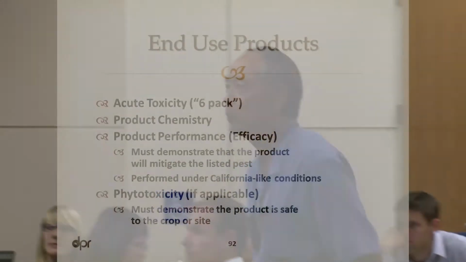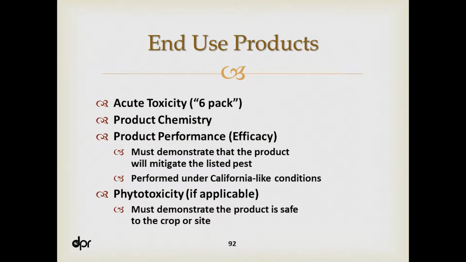Now, those are going to be the main data that we're looking at, obviously, because it's not being used for an end-use product. Efficacy, ecotox data, worker exposure data is not required. And again, it's to support the end-use product. End-use product, again, six-pack. Well, it's more like a six-pack, young buck. Product chemistry data is the same, very identical.